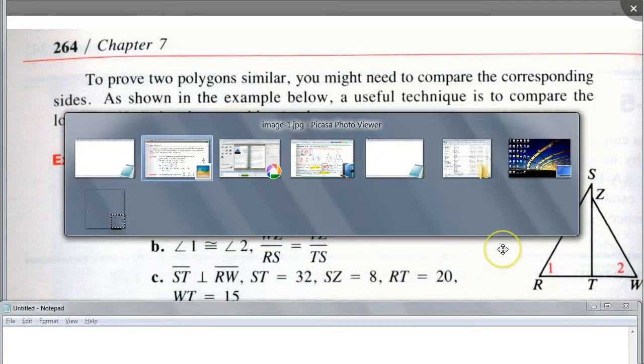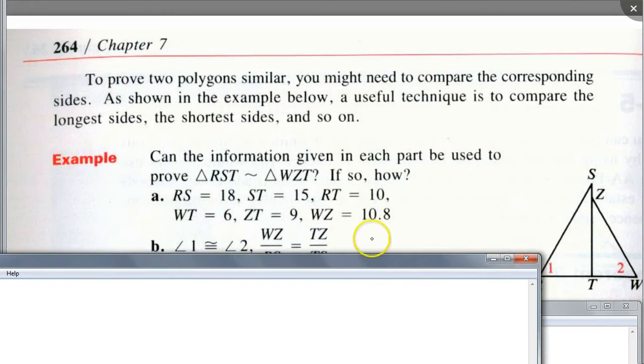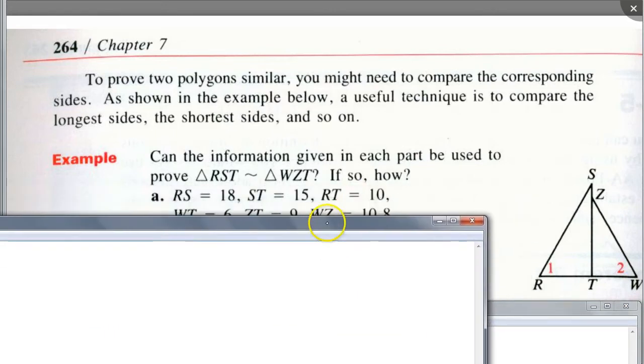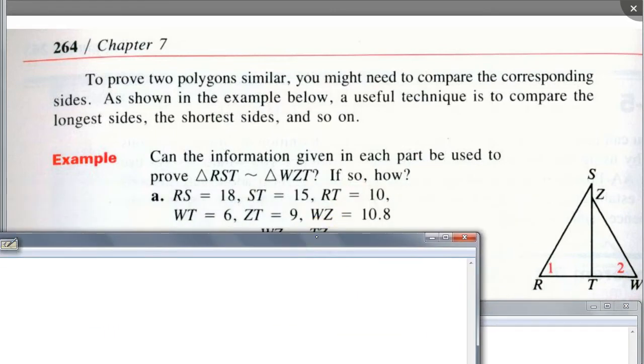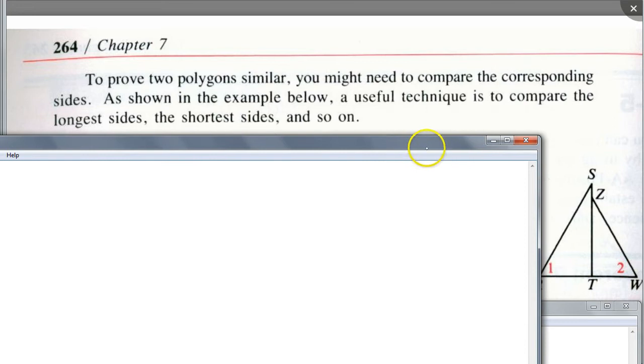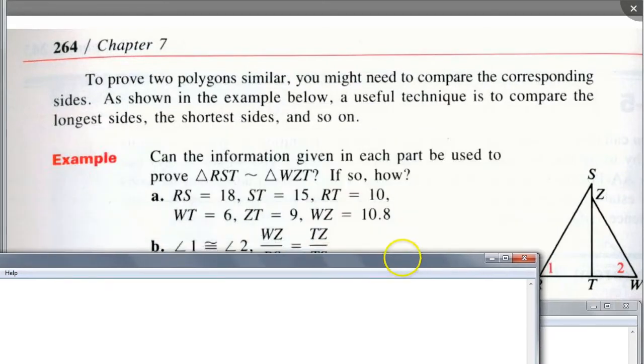Let's look at A. When you have similar triangles, it is important, it says a useful technique is to compare the longer side with the shorter side and so on. Because if you don't do this correctly, guess what? Will the corresponding sides be in proportion? No. Does that make sense? So take a look at this example 1.